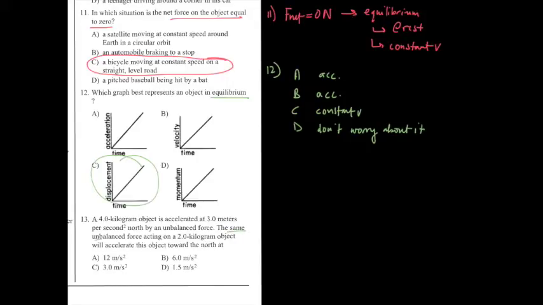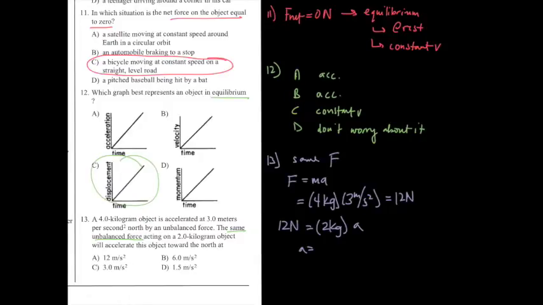Number 13, here we have two objects and they experience the same unbalanced force. But because of their different masses, they're going to experience different accelerations. So applying Newton's second law, F equals ma, you solve for that force, apply it to the second object, and you get a is equal to 6 meters per second squared.